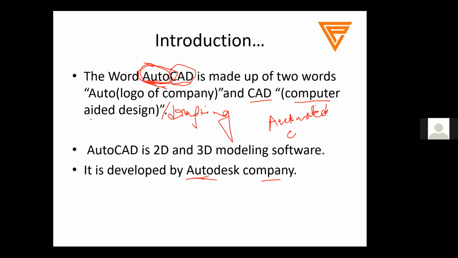So through this software, what will we do? We do any 2D or 3D modeling through this software. Remember, 2D and 3D. All of us know that 2D means 2-dimensional and 3D means 3-dimensional. In this session, we will learn about 2D modeling. 3D is not covered in this session.